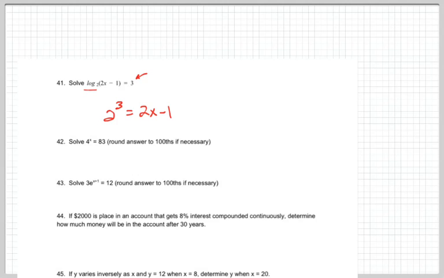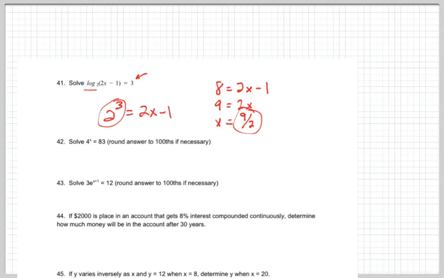This is just a simple linear equation. 2 cubed is just 8. So this is just 8 equals 2x minus 1, add 1, 9 equals 2x, and so x equals 9 over 2, or 4.5.